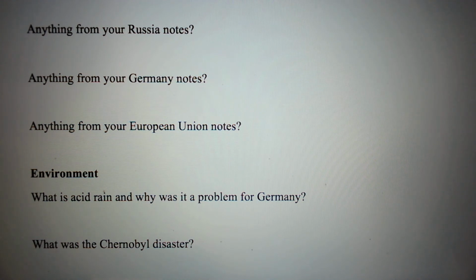And by the way, your Germany, Russia, and UK notes are all linked in today's module. So you can open those up, and I put them in PDF form. So even though it's a PowerPoint, it's in PDF. So you can open that and be able to look at any of those notes anytime that you need it. They'll all be in the same location.